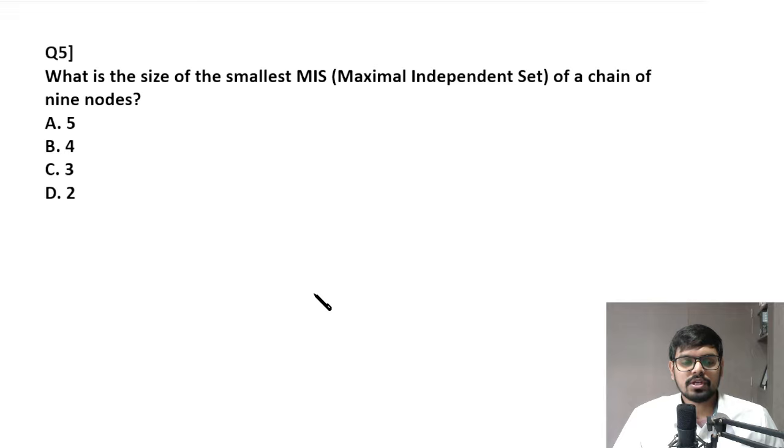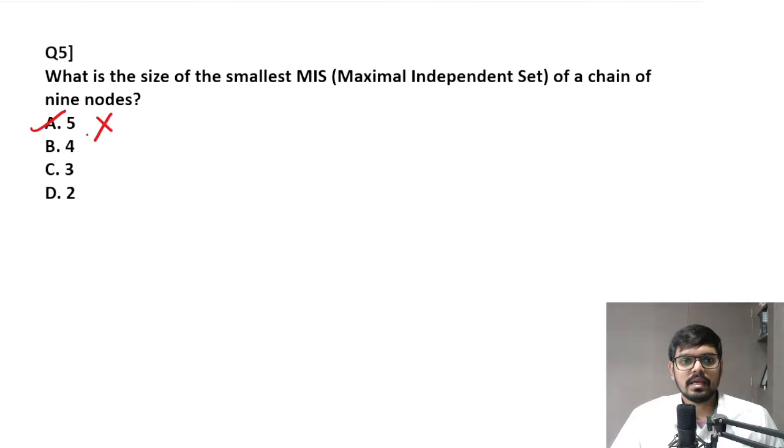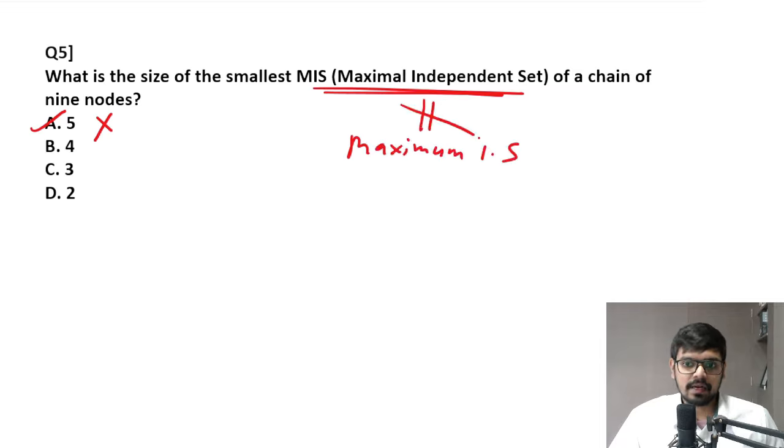Okay, to question number 5. Pause the video, try, then look at my solution. Tried? What is the size of the smallest MIS, maximal independent set, of a chain of 9 nodes? Tried? A lot of students say 5. That is wrong. In the class I have explained that MIS is not maximum independent set. Both of them are different.